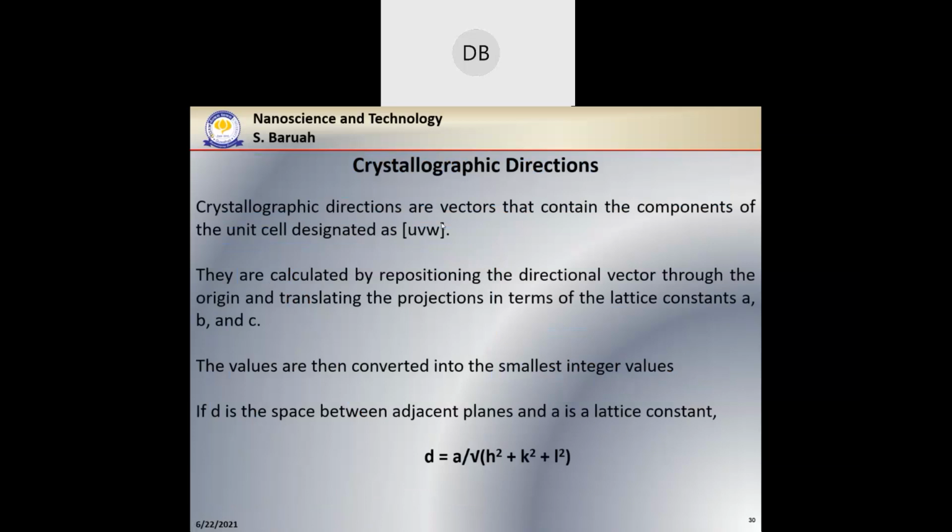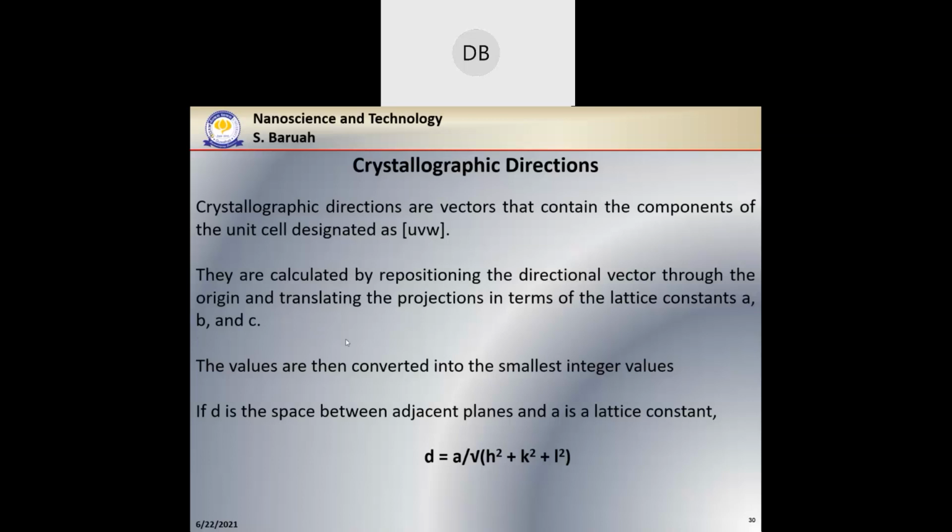All right. So crystallographic directions are vectors. Okay, vectors means it has both direction as well as some value. So they are vectors that contain the components of the unit cell, designated as something, you say U, V, W, okay, that's generic. These are variables. They are calculated by repositioning the directional vector through the origin. All right, that means from the 0, 0, 0 point, and translating the projection in terms of the lattice constants A, B, and C.